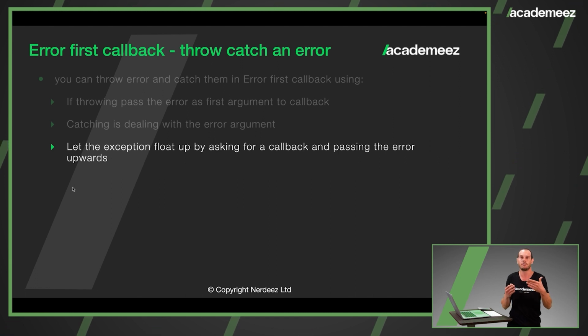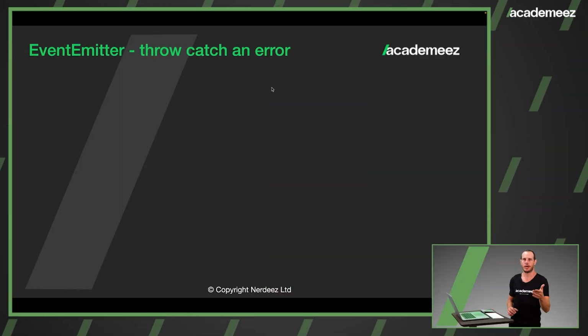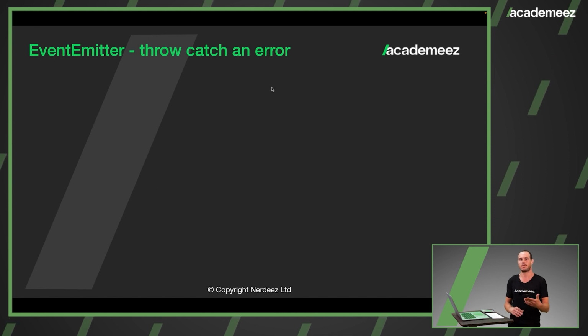And you can let the exception float up by getting a callback and passing the error upwards. So let's show how we throw and catch an error using EventEmitter. Now, EventEmitter is also a widely used pattern for dealing with async code, often with custom events and async code that happens more than once.